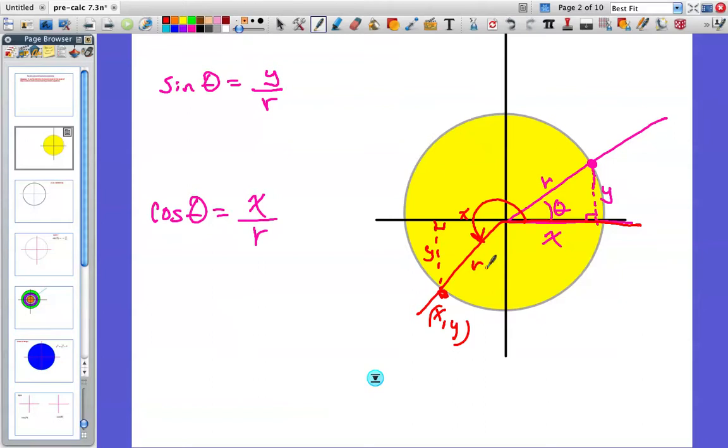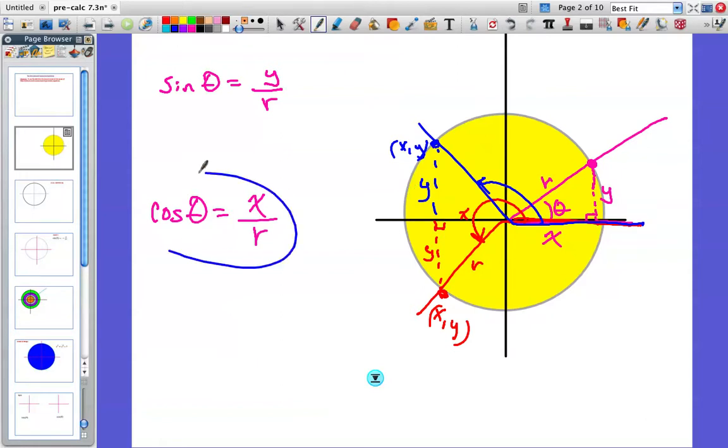In quadrant 2, if I looked at something similar, here's my initial ray, and we go this way, so I'm talking about this angle. Here's my x and here's my y. Your y value will be positive, but your x value will be negative. So in quadrant 2, if your x value is negative, my cosine will be negative. I'll summarize that in a little bit.